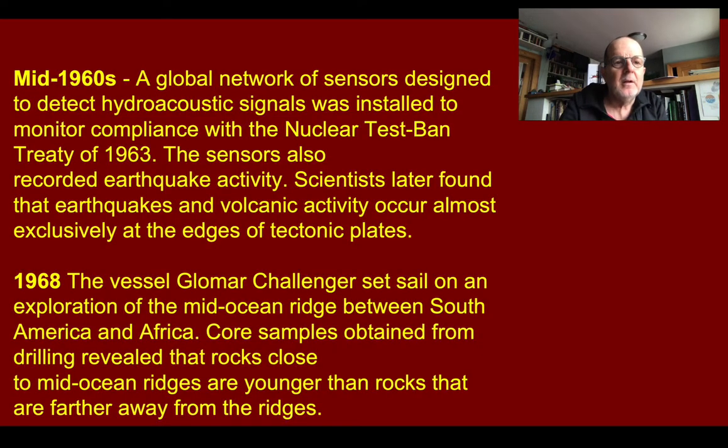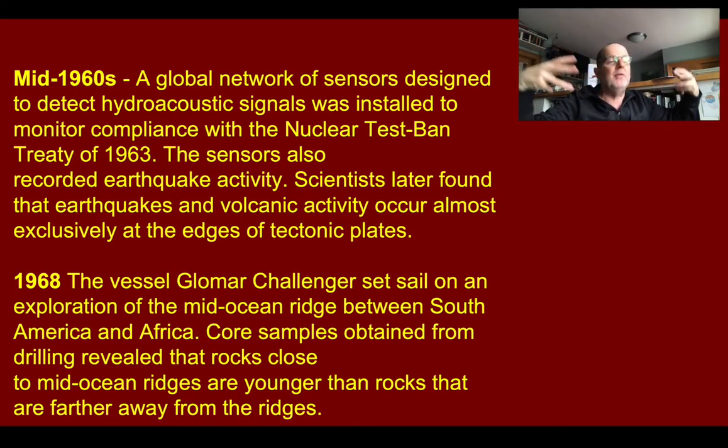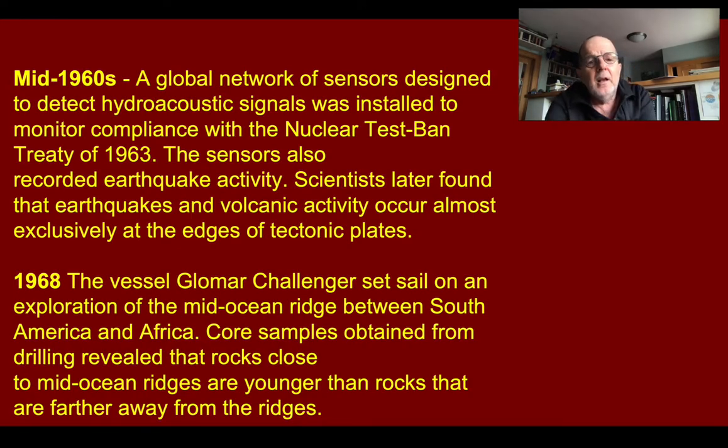Amazing. Mid-60s, a global network of sensors designed to detect hydroacoustic signals, that's sound through water, was installed to monitor compliance with the Nuclear Test Ban Treaty. So we didn't trust the Soviets and they didn't trust us, so we put sensors. So if we blew up a bomb, it would be heard because that sound travels through water. The sensors also recorded earthquake activity. Scientists now find that earthquakes and volcanic activity occur almost exclusively at the edges of tectonic plates.